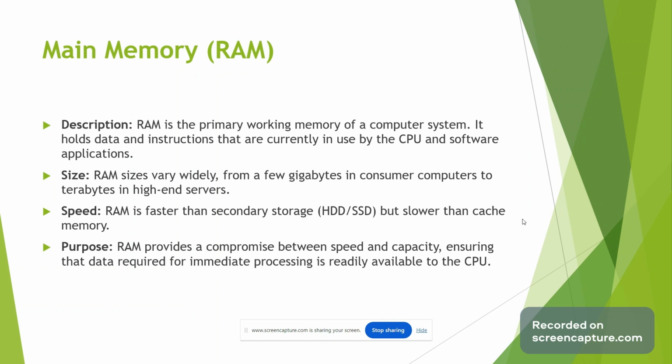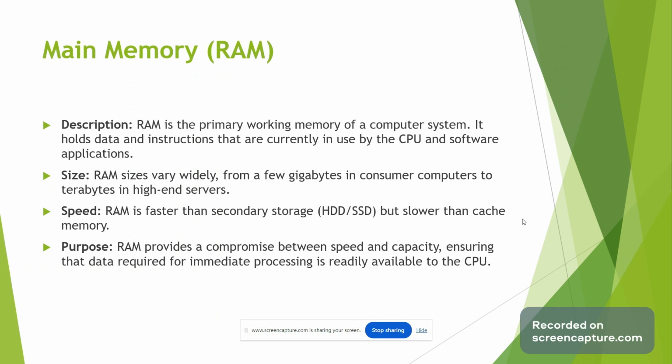As we all know, secondary storage is way outside, so it takes a lot of time to connect it to the CPU. So, purpose. RAM provides a compromise between speed and capacity. It is a kind of compromise because we don't have that much cache memory or registers. So we have come up with a compromise to solve this.